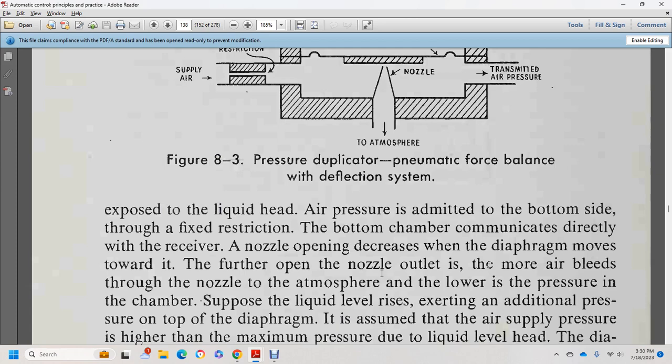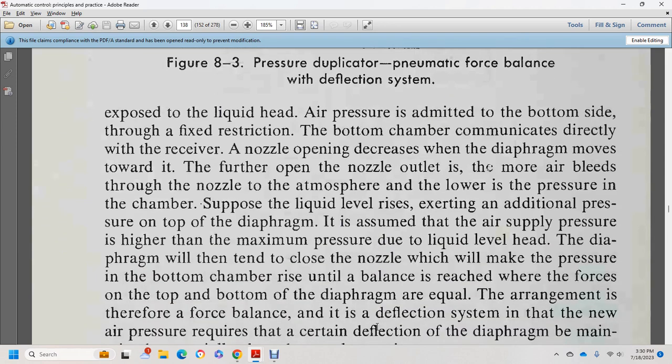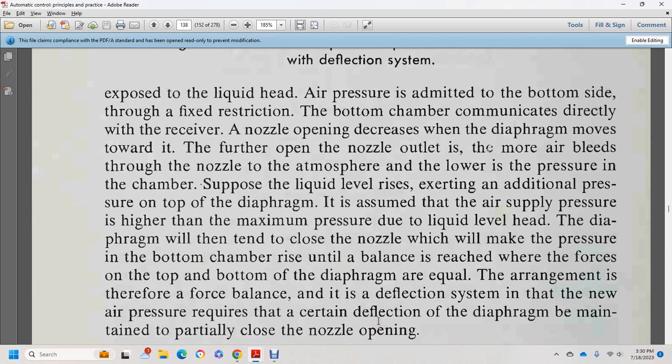The pressure of the chamber is lower than the supply pressure, so the liquid level arrives at the additional pressure on the top of the diaphragm and soon equals the air supply pressure. Set with the maximum pressure due to the liquid level ahead of the diaphragm, it will be determined by the cover of the nozzle, which will make the pressure of the bottom chamber arrive at a balance.